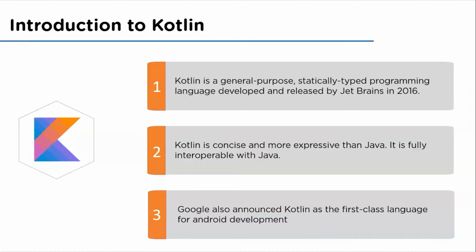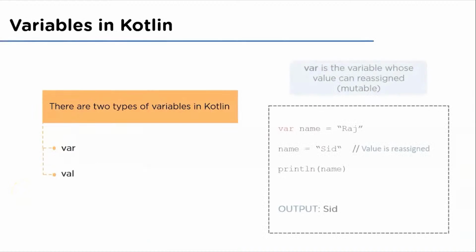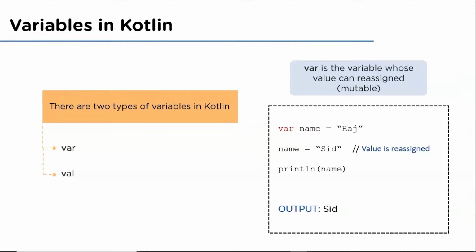Now let's move on to our next topic, which is variables in Kotlin. There are two types of variables in Kotlin, which are var and val. First, var. The var variables are mutable, which means their value can be reassigned. Then there is val. The val variables are immutable, which means their value cannot be reassigned, changed or modified.